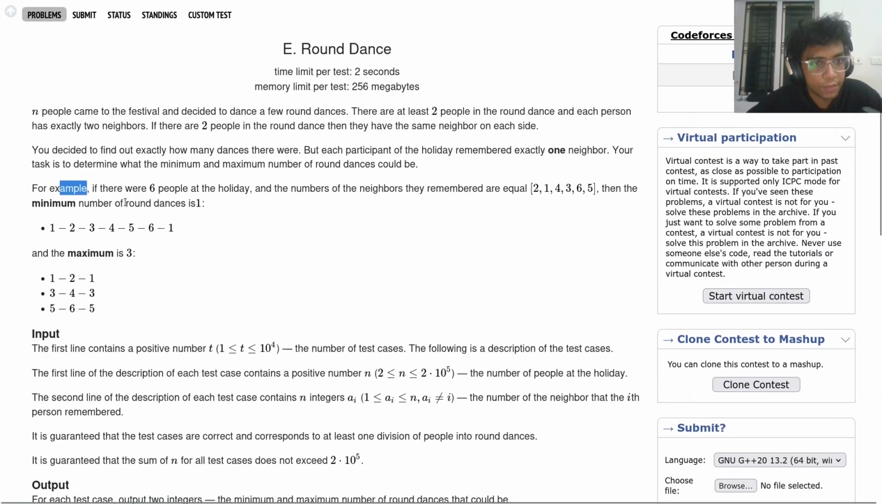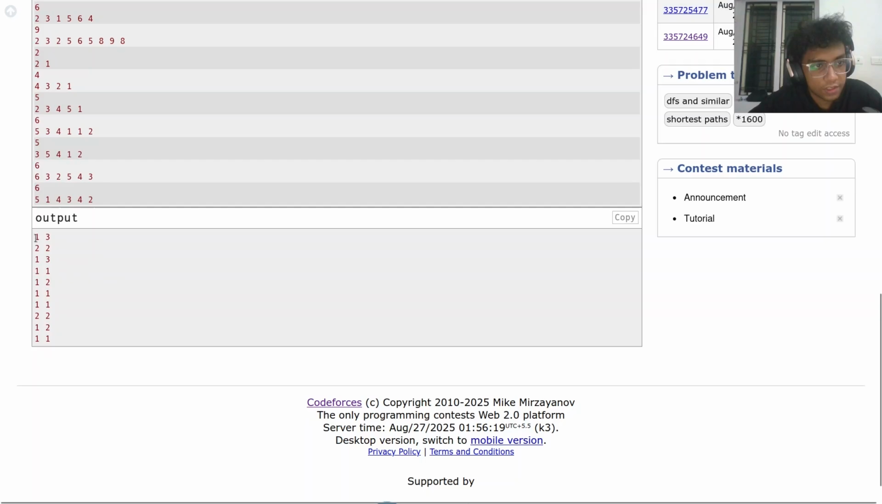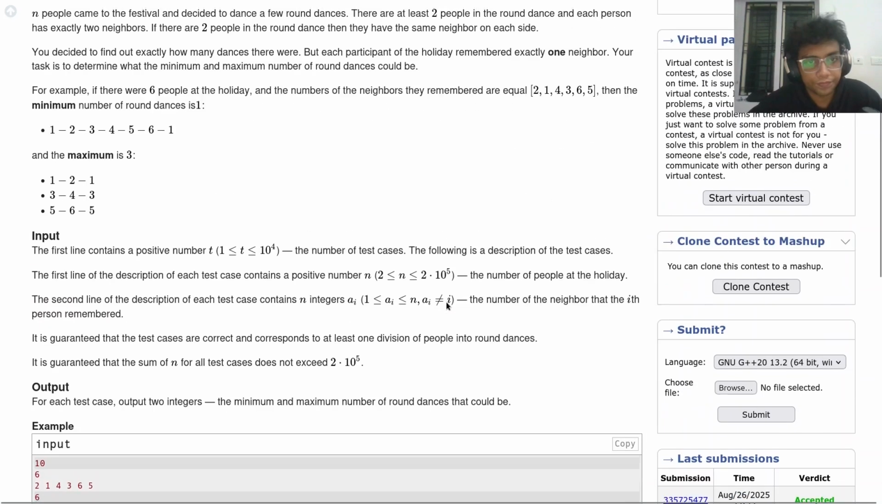Then they give some examples of round dances. For example, the cycle 1 2 3 4 5 6 1. For this example, this is the minimum number, and the maximum number is 3. You can have 1 paired with 2 and 2 paired with 1 again, so you can have up to 3 round dances, and that is the maximum. For this test case, that's why the answer is 1 and 3.